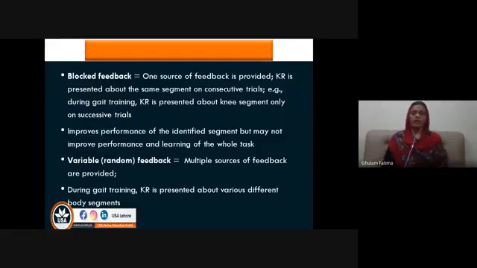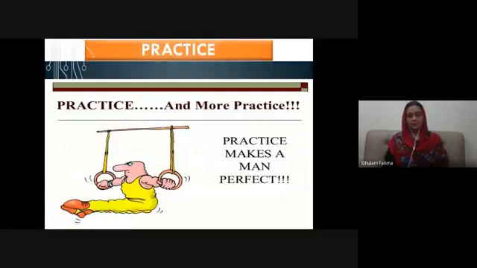Then we have variable random feedback. It is when multiple sources of feedback are given. Like the first time you give feedback about the hip, then the next time you may give feedback about the knee, and then you may give feedback about ankle control or trunk control. You are giving multiple sources of feedback on different body segments. So this is called variable feedback. It is your choice what kind of feedback you will choose according to the patient's condition.